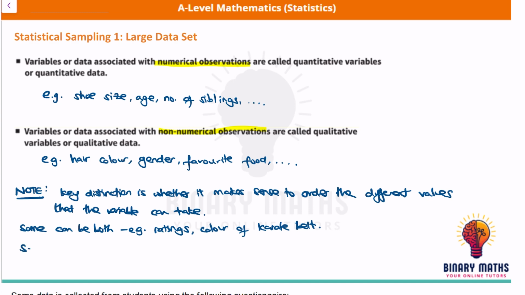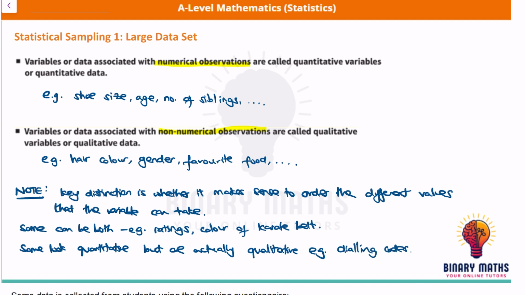Some look quantitative but are actually qualitative. For example, international dialing codes. Although they might be like 44 or plus 44, it doesn't have any value, as in you can't order it. It doesn't make any sense ordering it, so it's actually qualitative data.